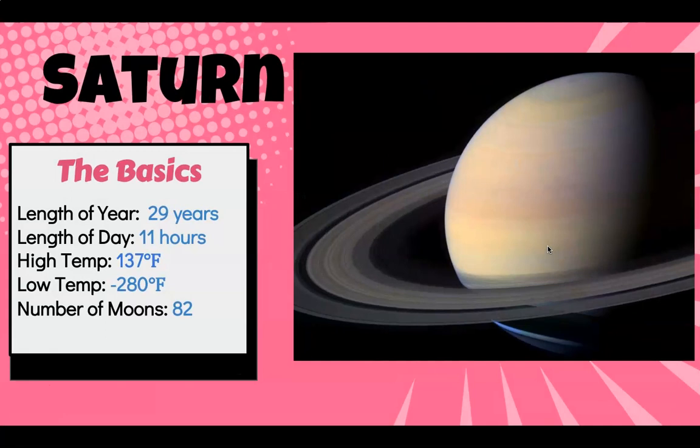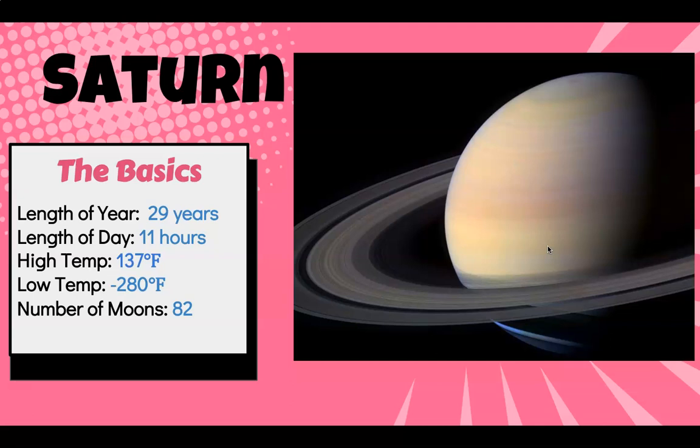Okay, so the next planet as we travel out is Saturn. Some basics. It takes 29 years, Earth years, for Saturn to go around the sun one time. The length of the day is 11 hours. It spins pretty fast. In the clouds.